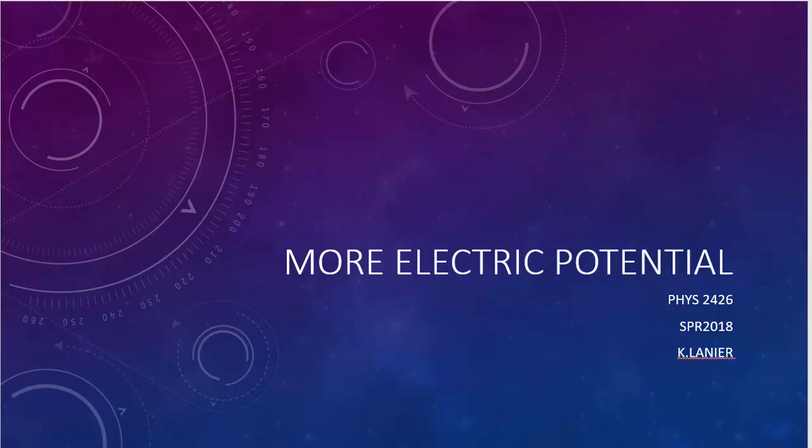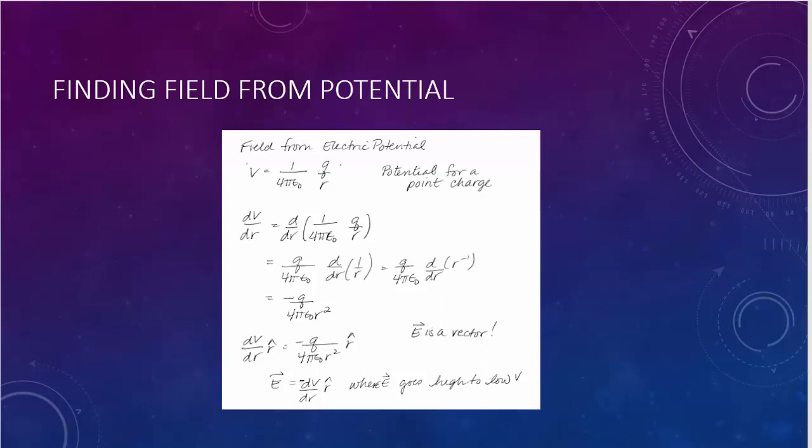So we have a little bit more to cover talking about electric potential. And one of those things is we need to talk about finding field from the electric potential. And previously we talked about finding potential from field, which was an integration process. So it makes sense if you're going the other direction that you'd be finding a derivative.